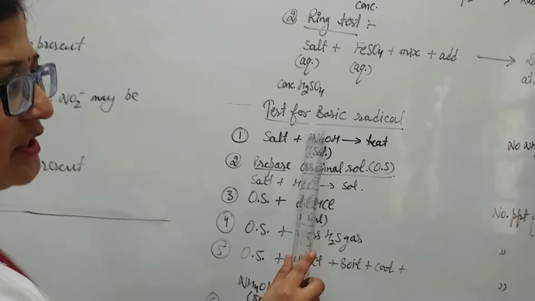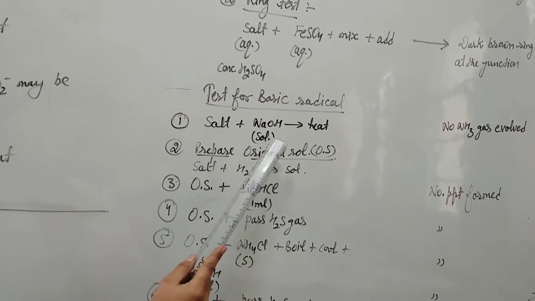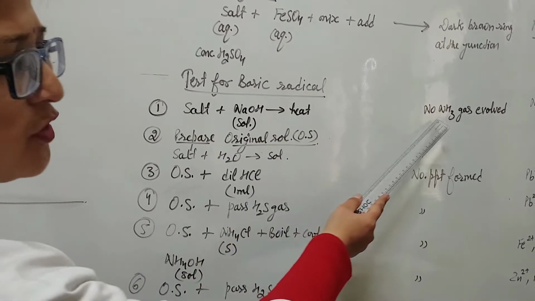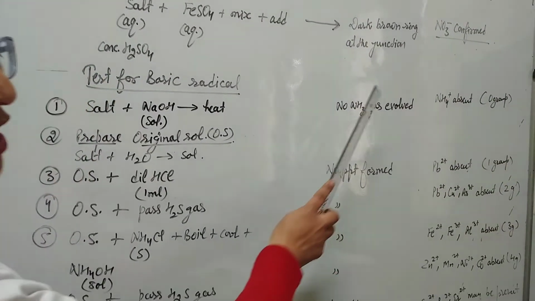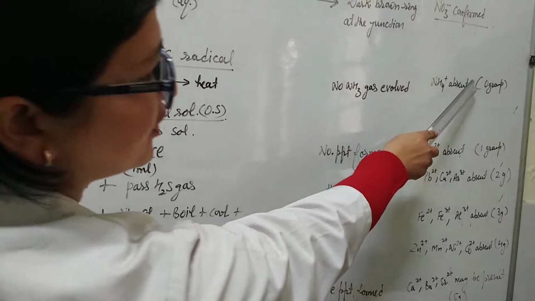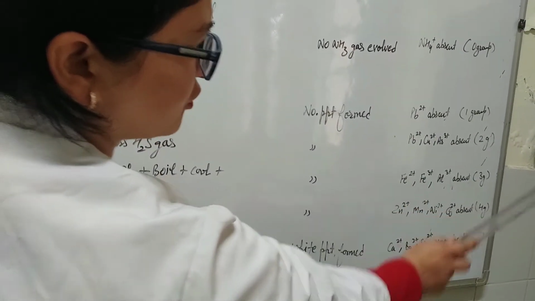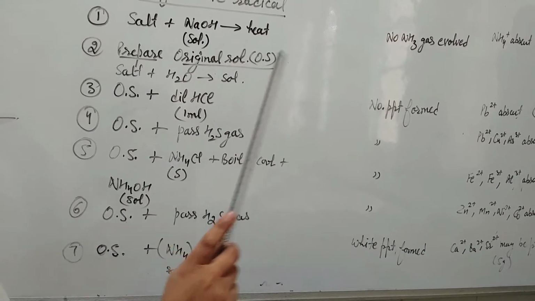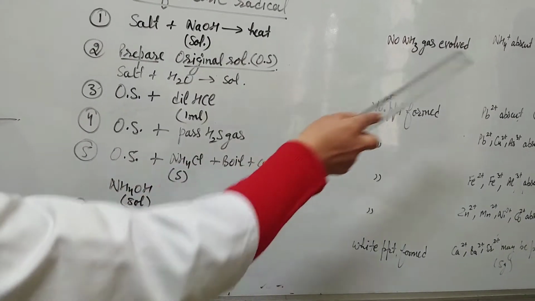Now we will test for the basic radical. For the basic radical, we take the salt, add the aqueous NaOH in it and heat. If no gas is evolved, it means ammonium is absent in the group. Now the basic radicals are divided into groups: 0 group, first group, second group, third group, fourth group, like this. We have a particular reagent for each particular group. For the 0 group, the reagent is NaOH.